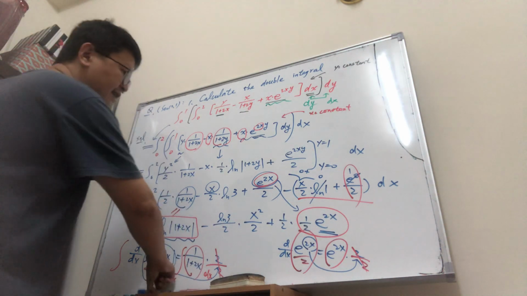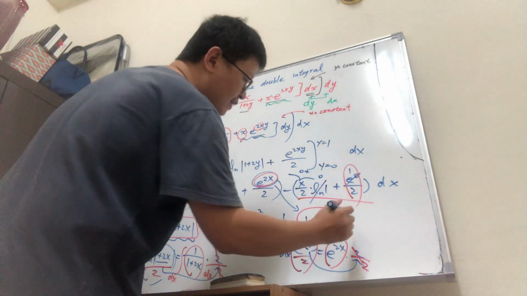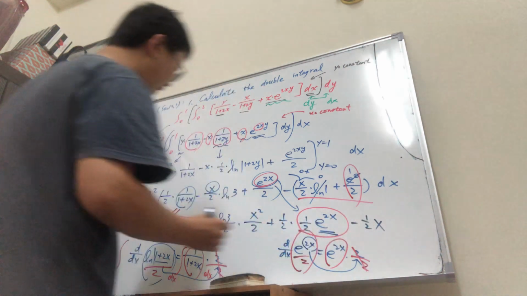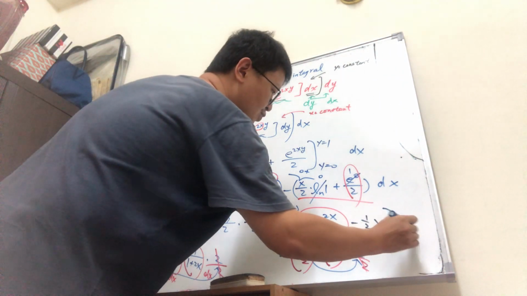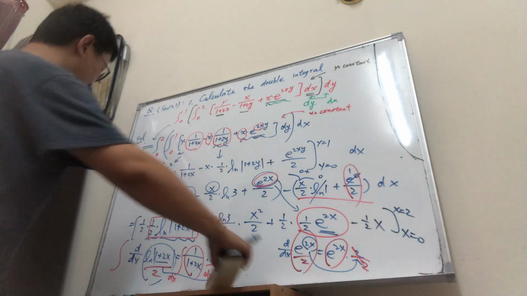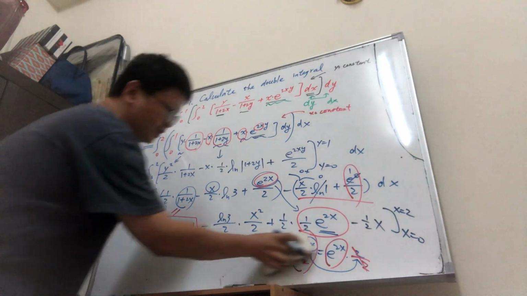And the last, subtract 0, subtract 1/2. The integral of subtract 1/2 is 1/2 x. And finally, x goes from 0 to 2. I erase it and write down the final solution.